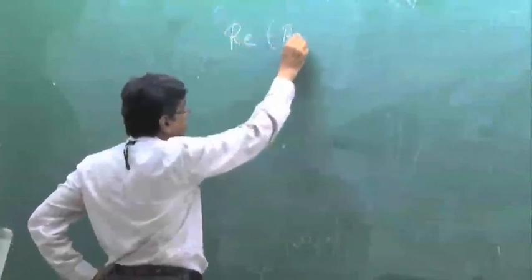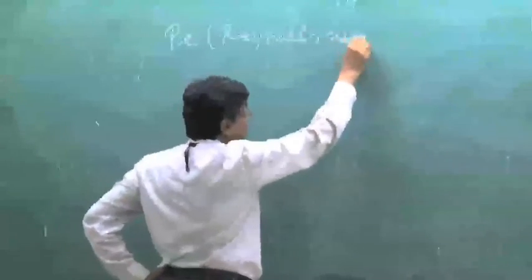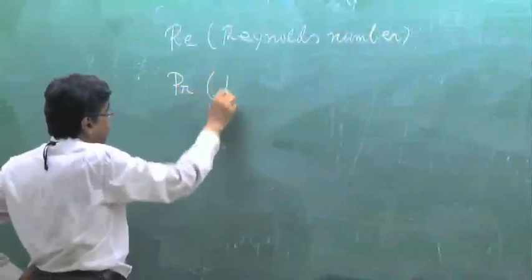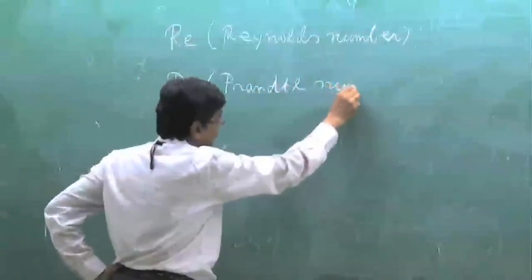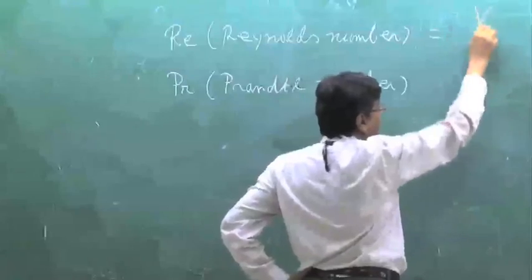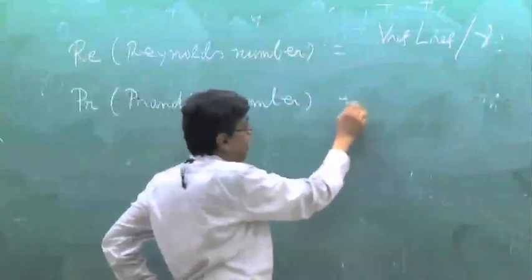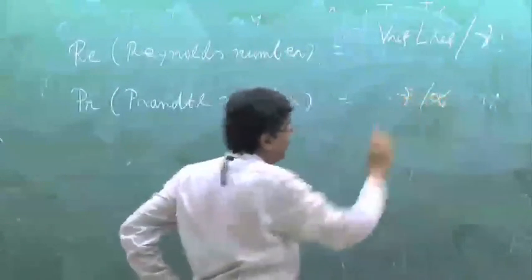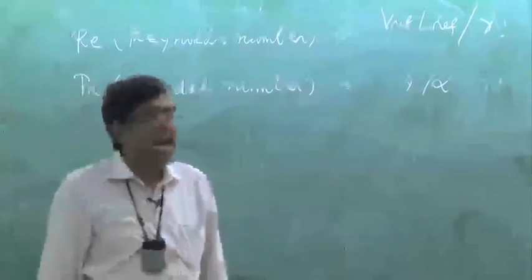One is the Reynolds number, now this is for your information, and another is the Prandtl number. The Reynolds number, as you know, is defined as reference velocity times reference length divided by the kinematic viscosity, and the Prandtl number is defined as kinematic viscosity by thermal diffusivity, momentum diffusivity by thermal diffusivity.